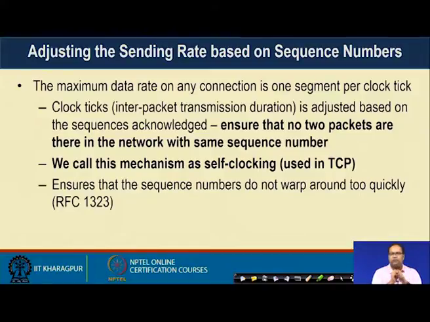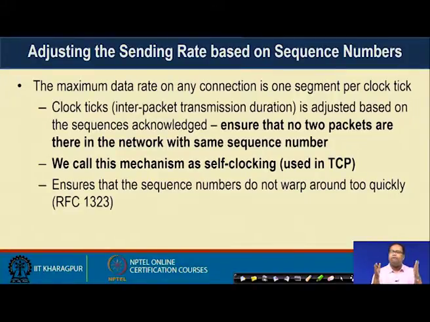TCP uses this concept of self clocking, a virtual mechanism, that whenever you receive an acknowledgement, this is something like a mix of the connection establishment and the flow control mechanism for handling the sequence number space. Whenever you are receiving an acknowledgement, during that time you make a tick and generate a new packet or new segment with a new sequence number. So, you ensure that no two packets are there in the network with the same sequence number. This also ensures that the sequence number space does not wrap around too quickly.